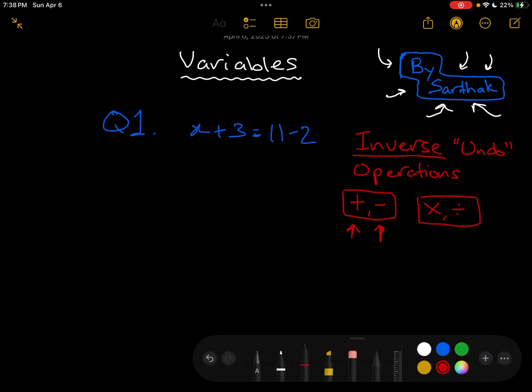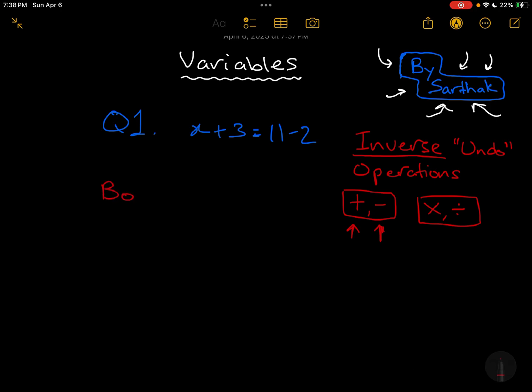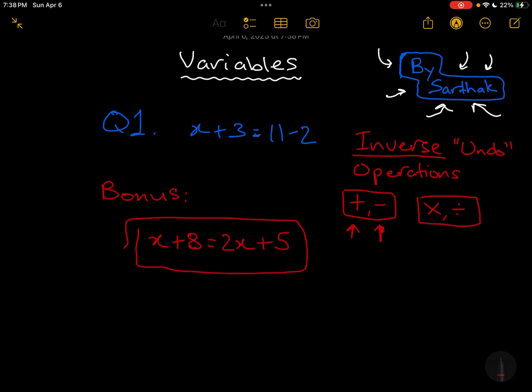And the bonus in red. I'm going to say x plus 3 is equal to, or actually instead of 3, let's make that 8, is equal to 2x plus 5. And don't worry guys, I will also have another video over how to solve these. But this is just to test whether you guys will get it or not, alright?